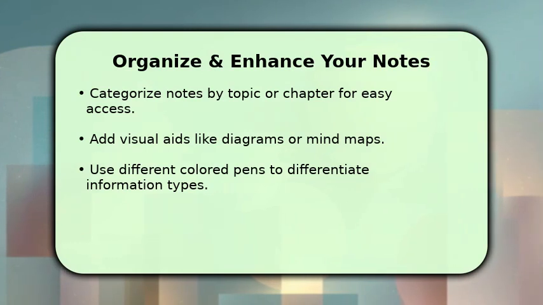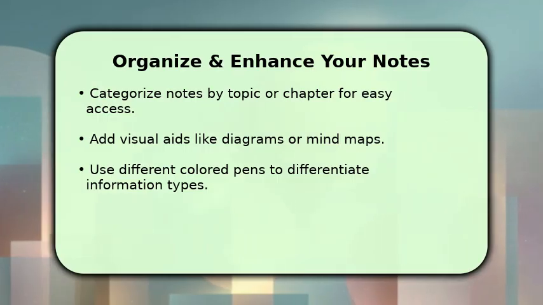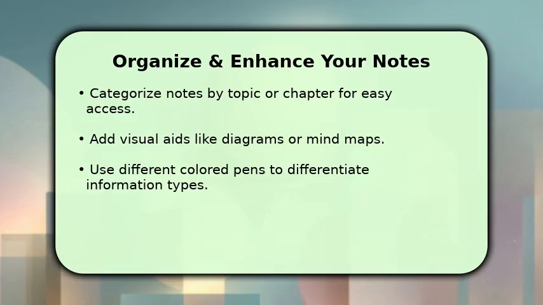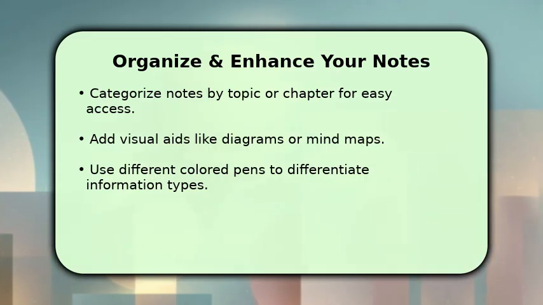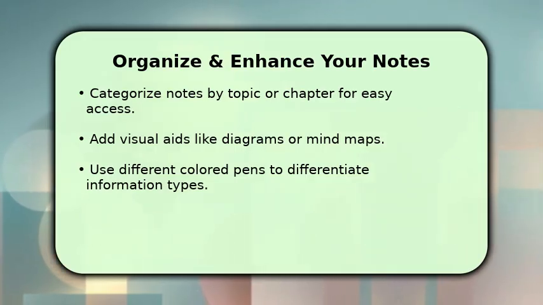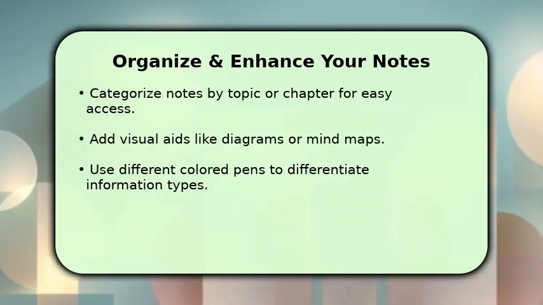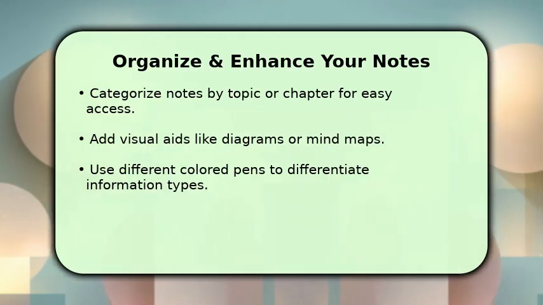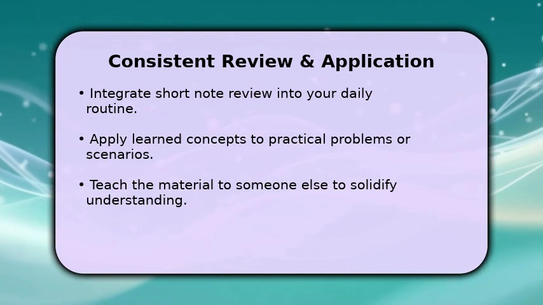Effective organization is key to studying short notes. Arrange your notes logically, perhaps by subject or chronological order, so you can quickly locate specific information. Consider incorporating visual elements such as simple diagrams, flowcharts, or mind maps to illustrate complex relationships. Using a color coding system, like blue for definitions and green for examples, can also enhance clarity. Remember to revisit and refine your notes periodically, adding new insights or clarifying existing points to keep them current and useful. Finally, consistency and application are paramount.